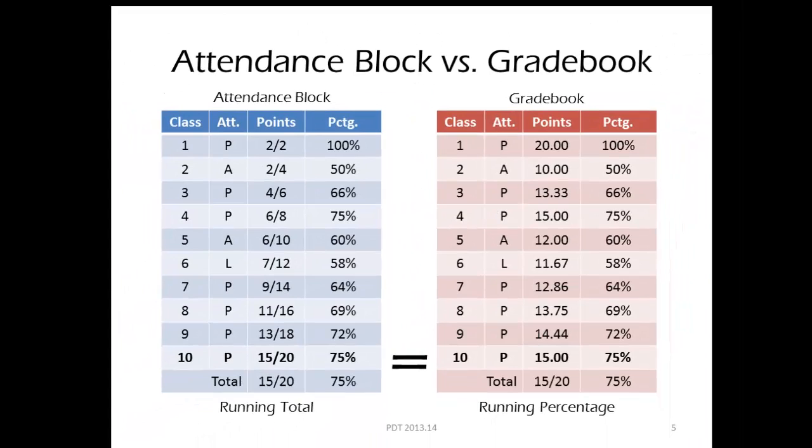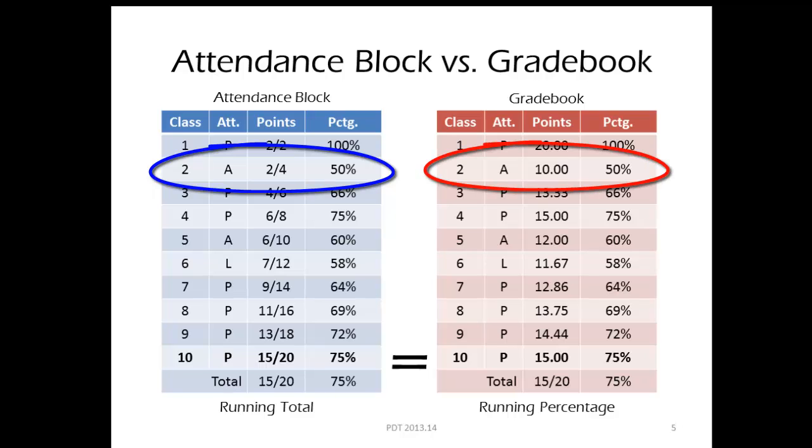The attendance book sums up the attendance points as earned, a running total, while the Gradebook calculates the current grade based on taking the current earned percentage of points and multiplying that against the total possible points for attendance. For instance, our student in the example, by the end of the second class, has earned 2 out of 4 possible points in the attendance block, or 50%.